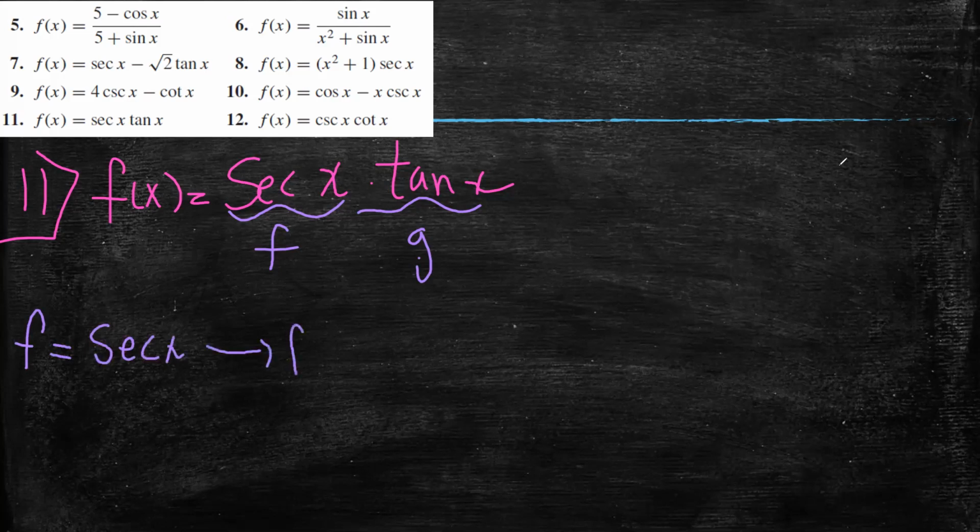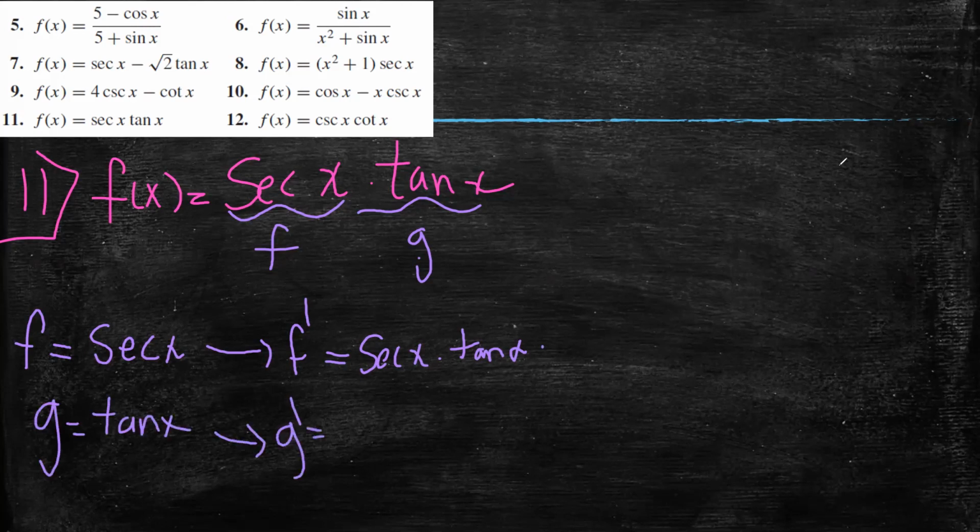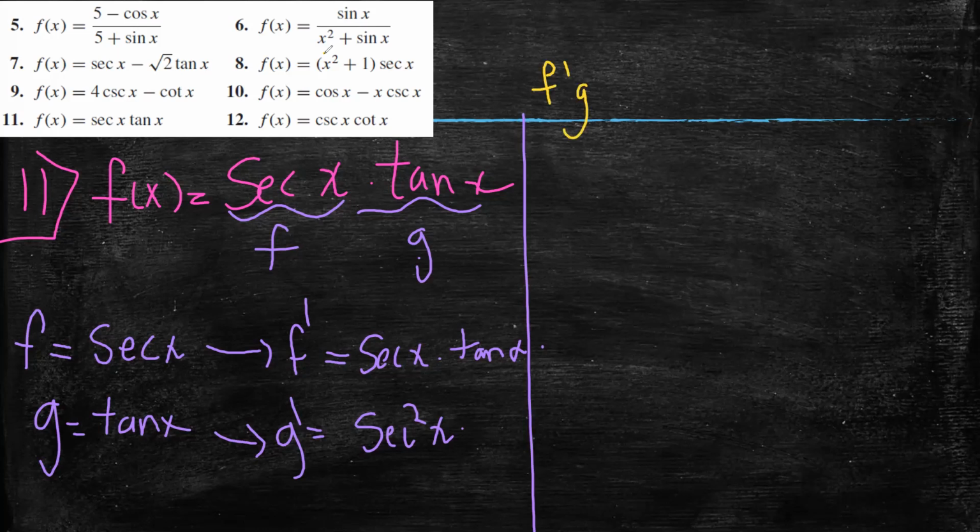So f prime it will be secant x tan x. And if g is tan, so g prime it will be secant squared x. Then the formula is f g prime minus g f prime. So f prime it will be.